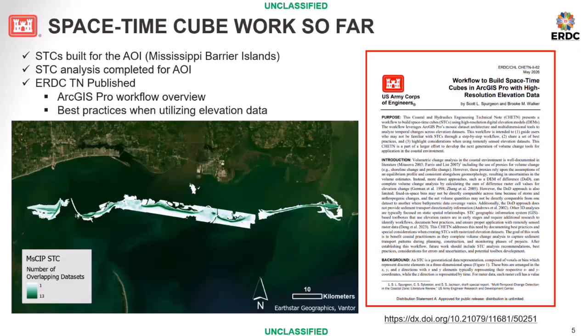So far our work has focused on the Mississippi Barrier Island system and building space-time cubes to complete analysis within this area of interest. The map here shows how many overlapping datasets we have at any given location. We have up to 13 different datasets at any particular location. Obviously, the offshore areas may not have nearly as much overlap in certain areas based on the particular LiDAR coverage for that dataset, but the onshore areas are much more temporally dense.